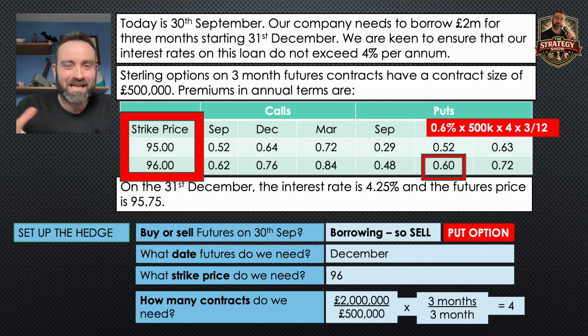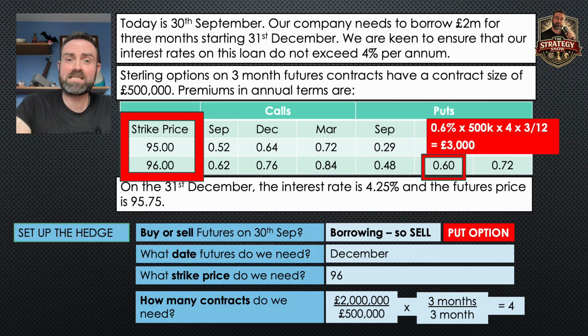That will give us the annual cost of the premium, but remember, futures only run for 3 months, so we have to multiply that by 3/12 to get the amount we actually pay as a premium. So in this case, that comes to £3,000. So that's the premium that we're going to pay in order to essentially have the right to buy this option.